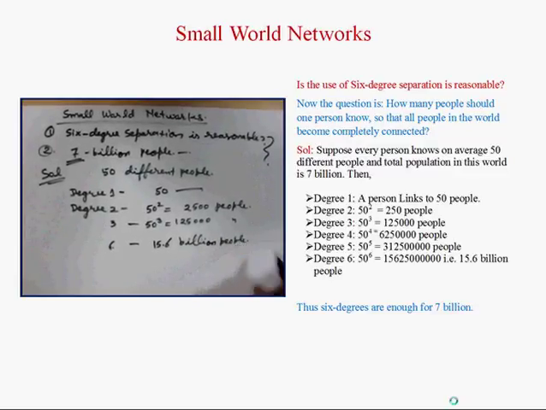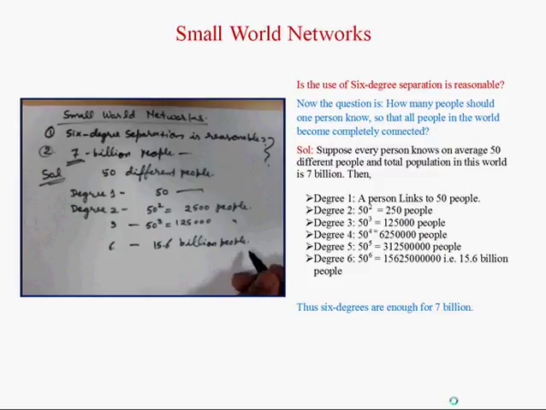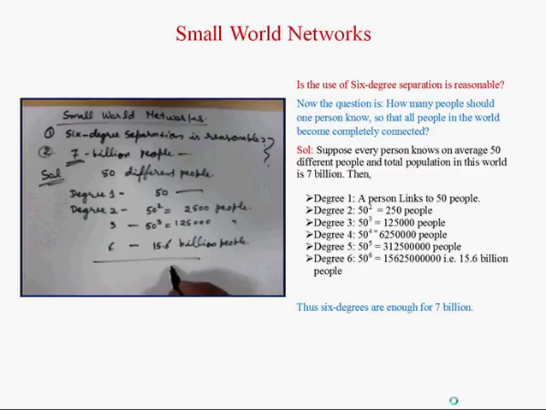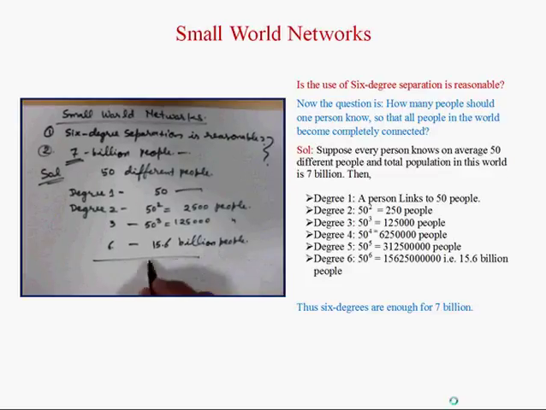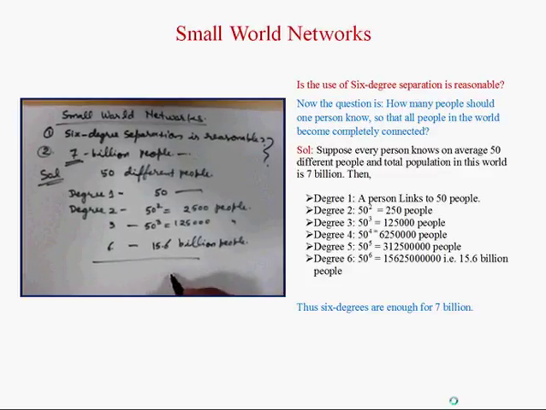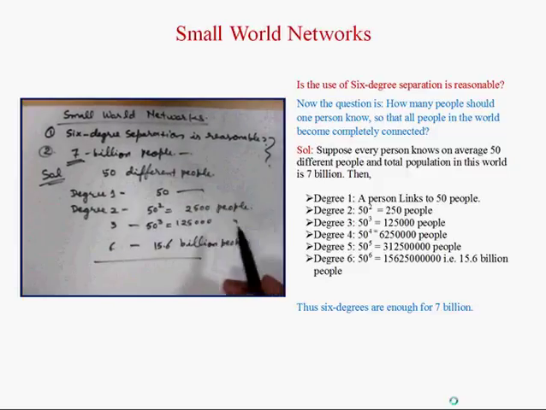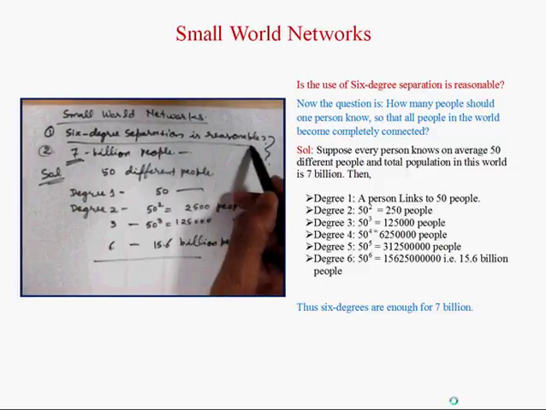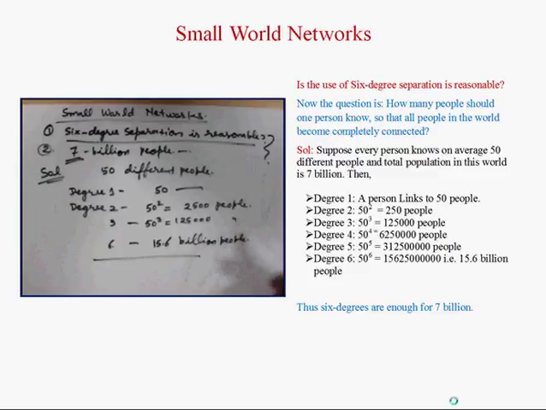Thus, the 6-degree separation is enough for 7 billion population in the world. It also supports the reasonability of the concept of 6-degree separation.